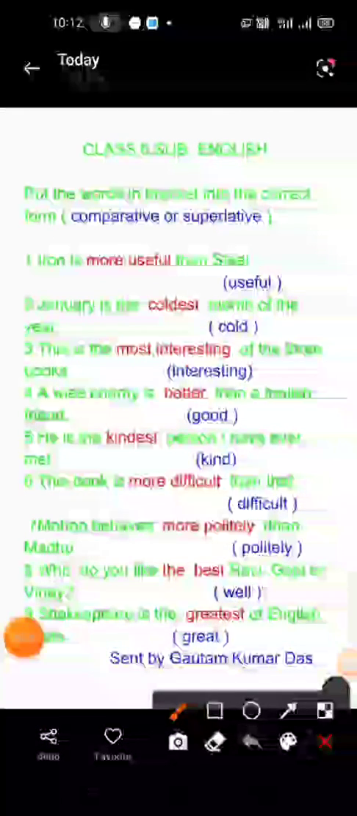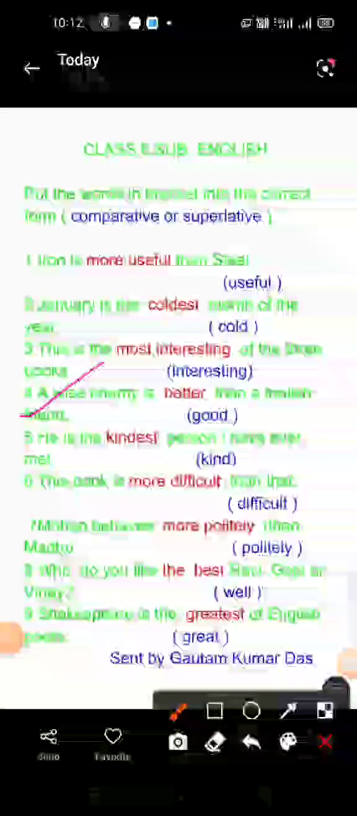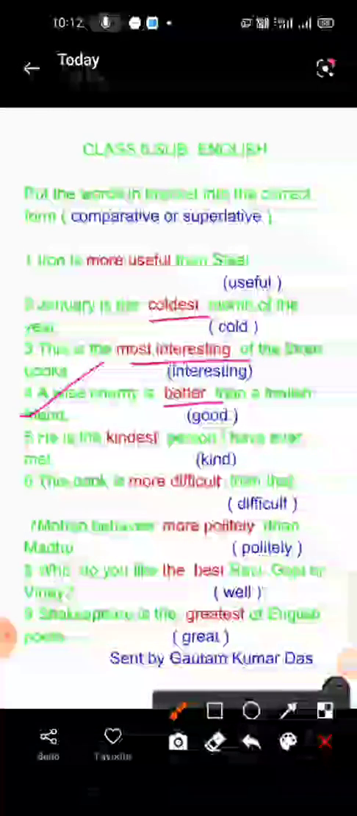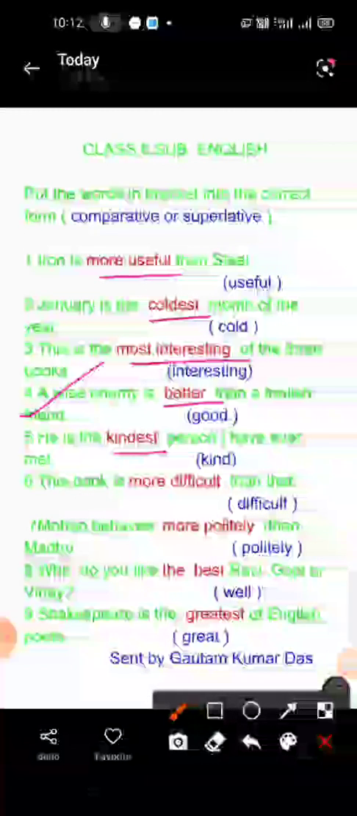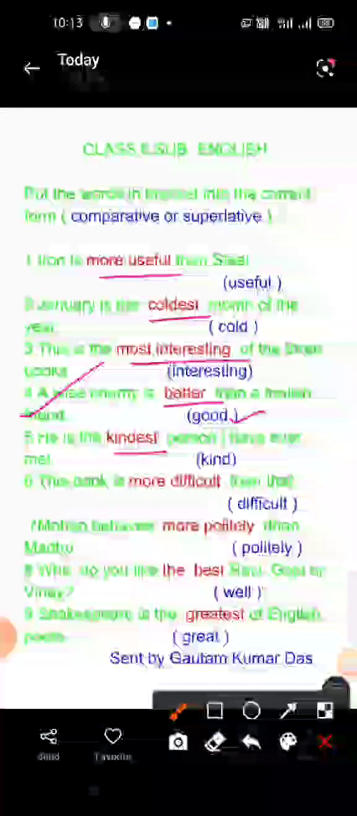Now number four here is, a wise enemy is dash than a foolish friend. A wise enemy is dash. Here is dash, and the right word is better. I have given the red words are the answer, better. From good, you have to change it to comparative: good, better, best. A wise enemy is better than a foolish friend.